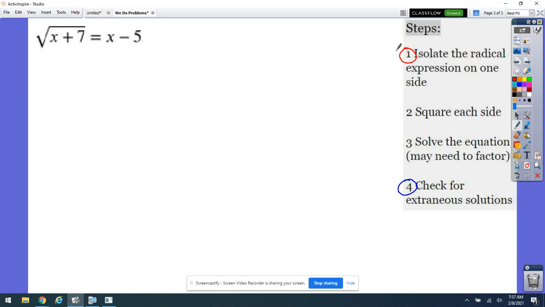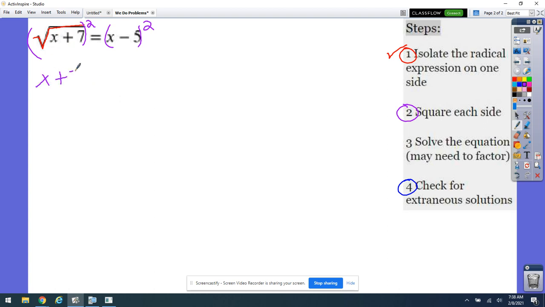First thing I want to do is isolate the radical. In other words, is this radical, this one over here in red, by itself on this side? There's nothing in front of it, there's nothing behind it, and everything is inside the radical. So indeed, we have the radical expression isolated on one side. So that part is done. The next step I want to work on is square each side. So I want to get rid of this radical. So square both sides. So it's going to help me cancel this out.